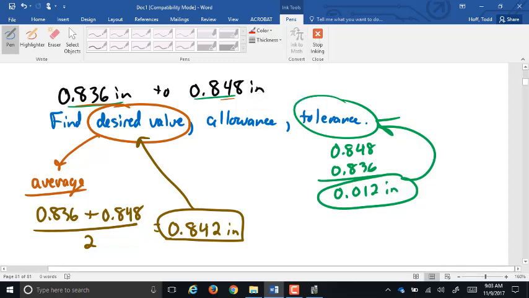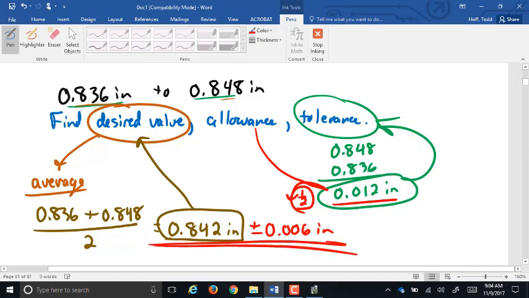The allowance is found by taking half of the tolerance. So I take the 0.012 times 1/2, divided by 2, however you want to look at it. That's plus or minus 0.006 inches. So there is my desired value with allowance for that measurement. Any questions so far?